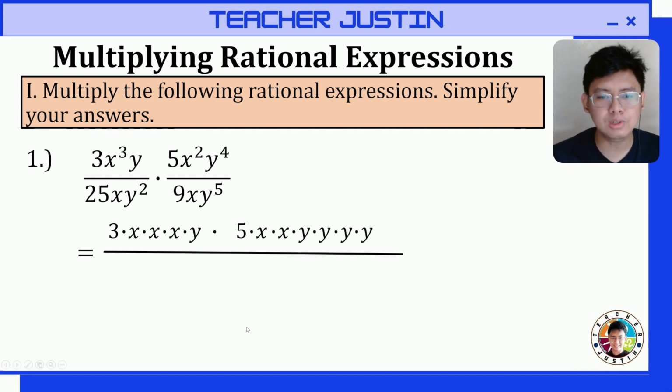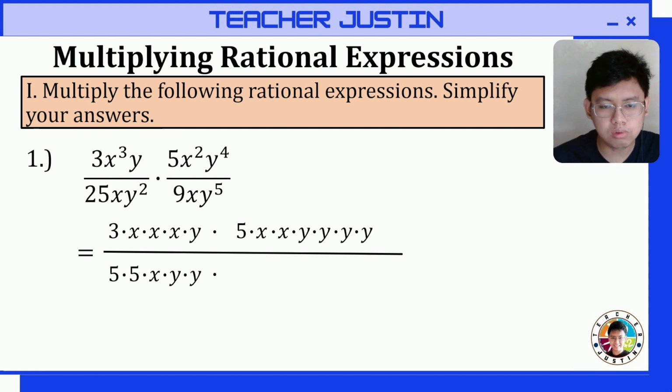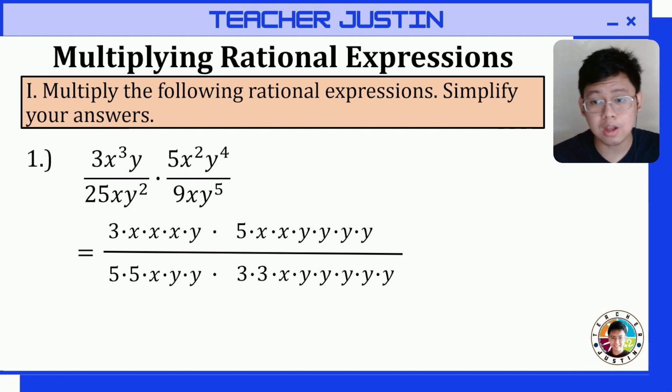Ayan. Tapos, factor natin yung denominator natin. So, yung factor ni 25xy squared will be 5 times 5, tapos isang x, tapos dalawang y. Okay? It is multiplied to our denominator for our second rational expression. Yung factor niya is 3 times 3, tapos isang x, tapos 5 y. Ayan. Okay.